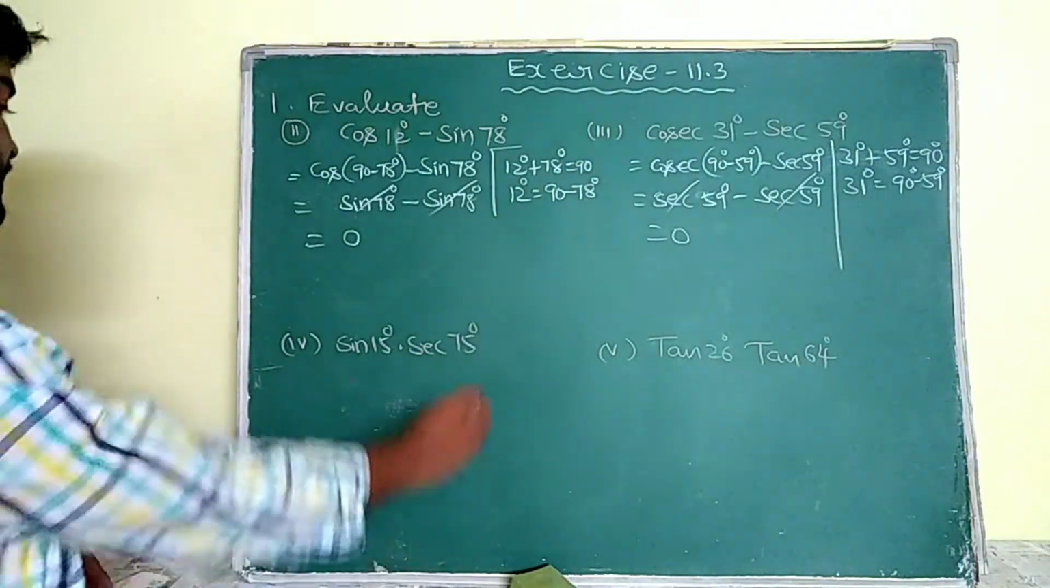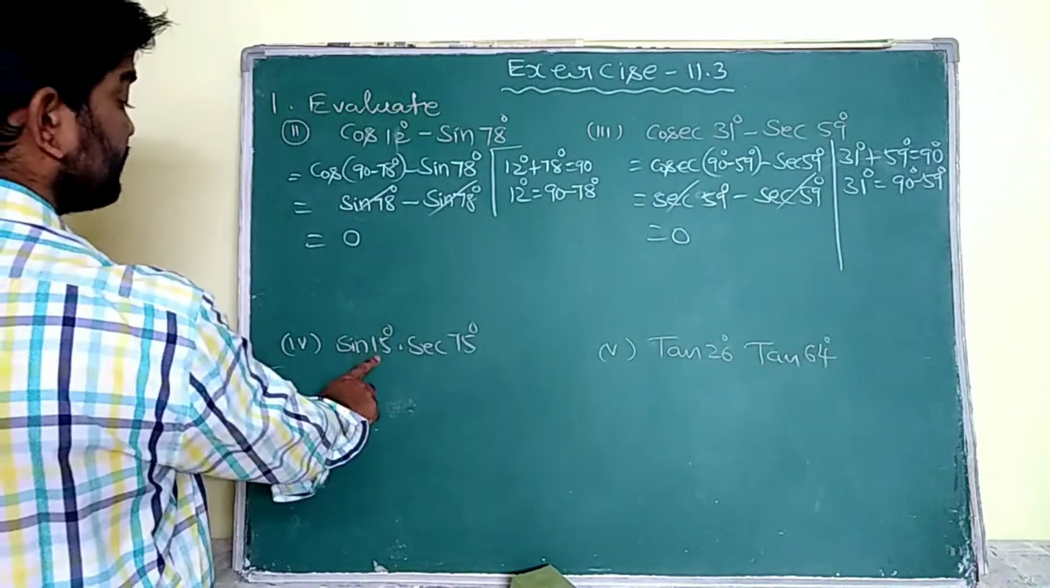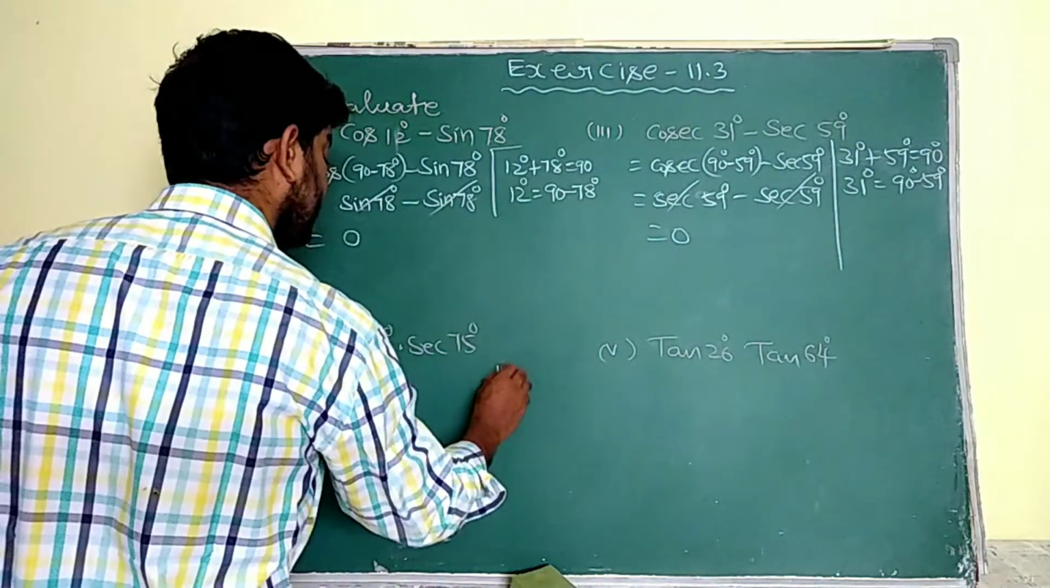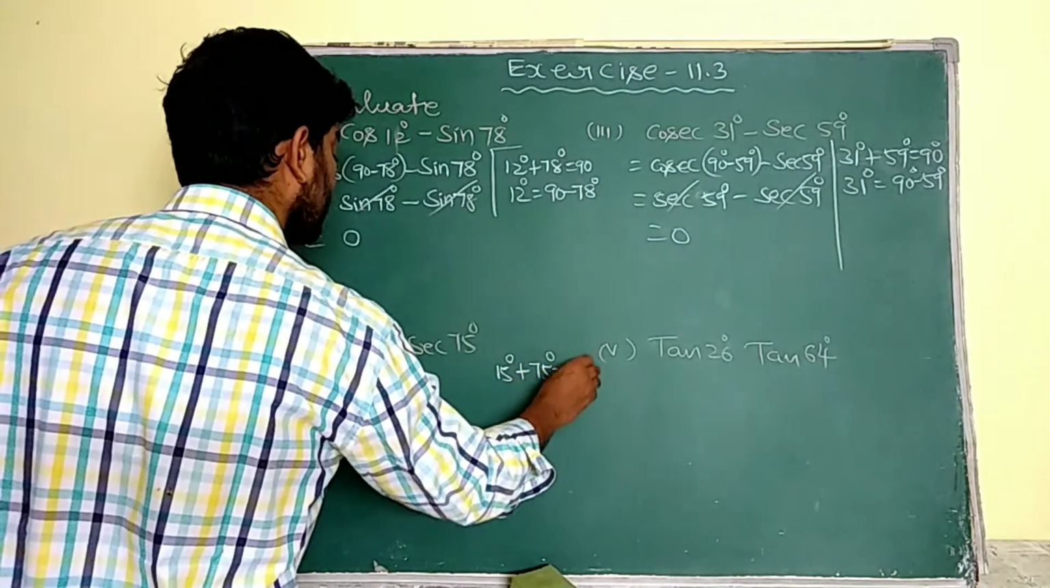Similarly, if you want to change 59 degrees in terms of 31 degrees, you have to do the same. Now here we have sin 15 degrees and secant 75 degrees. We don't know these angles, so again we have to add them. 15 degrees plus 75 degrees, does it give 90? Yes.